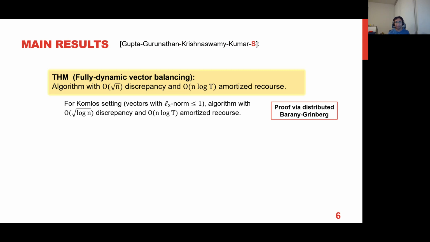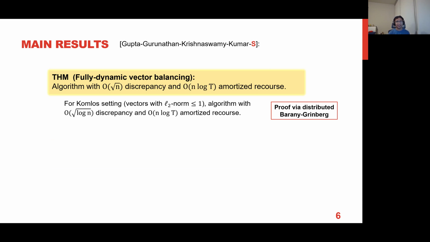So our first main result is that for this fully dynamic vector balancing problem, we can actually get the optimal discrepancy, the square root n discrepancy, which is the best possible even in the offline setting, using roughly linear recourse, linear in the number of dimensions. So order n log t, which is exponentially better than the trivial bound of order t. We also have some results in more general settings, but I won't get into them right now. And the proof is based on the Bárány-Grinberg algorithm, which I'll talk a little bit more about.